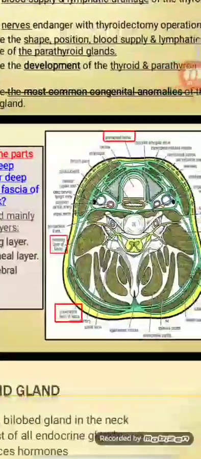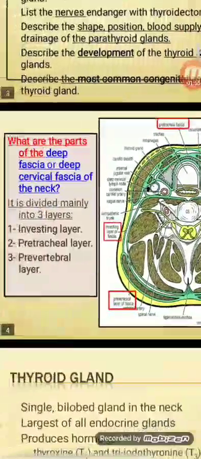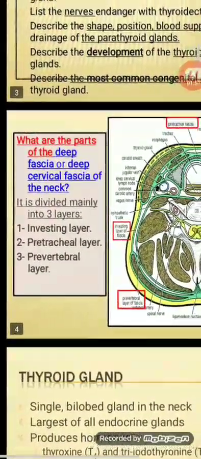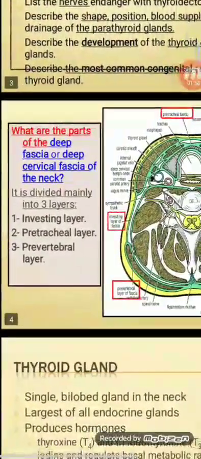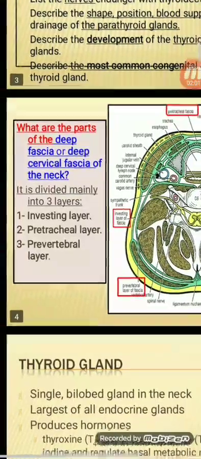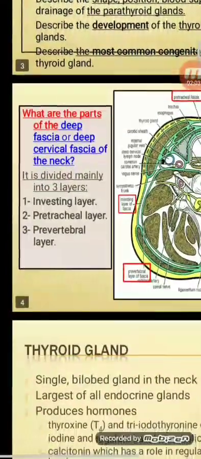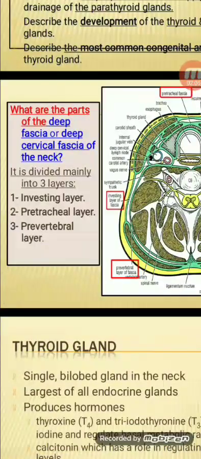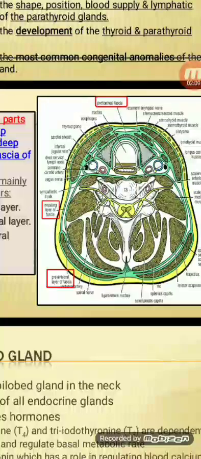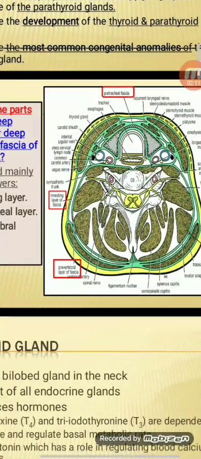But before we start to talk about the thyroid, we have to talk about the deep cervical fascia of the neck, which is divided into the investing layer, pre-tracheal layer, and pre-vertebral layer. As you can see in the picture, take a look at the pictures.